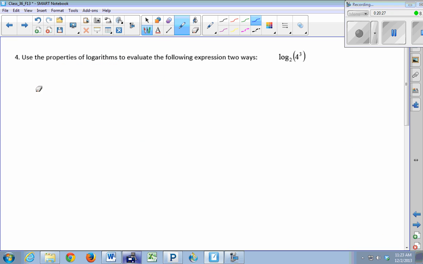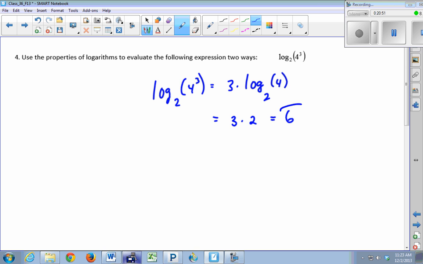I think some of you have already gone on and done the next one. So here we have log base 2 of 4 cubed. So we're going to use our exponent property where the 3 comes down in front and multiplies log base 2 of 4. Log base 2 of 4 is the number 2 because 2 squared is 4. My answer here is 6. Okay, that's one way to do it.